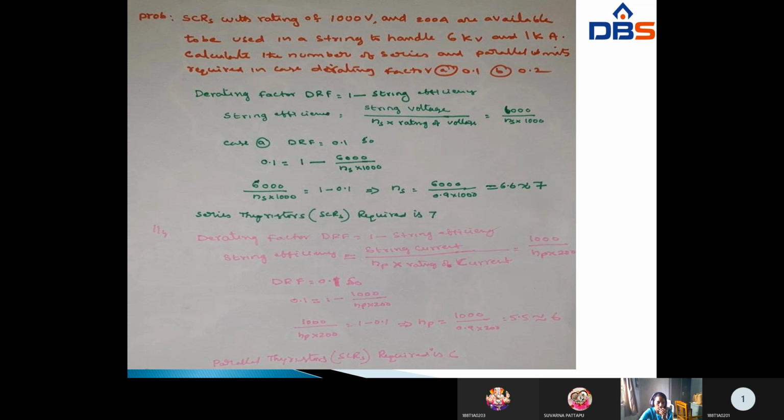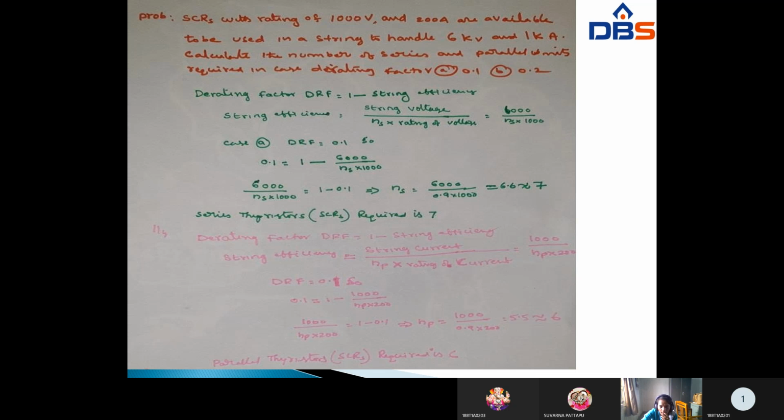By using the derating factor and string efficiency, we can calculate how many parallel and series thyristors will be required. Derating factor equals 1 minus string efficiency. Here we have calculated the series thyristors, and when we calculate the parallel thyristors, in parallel the current will be different.